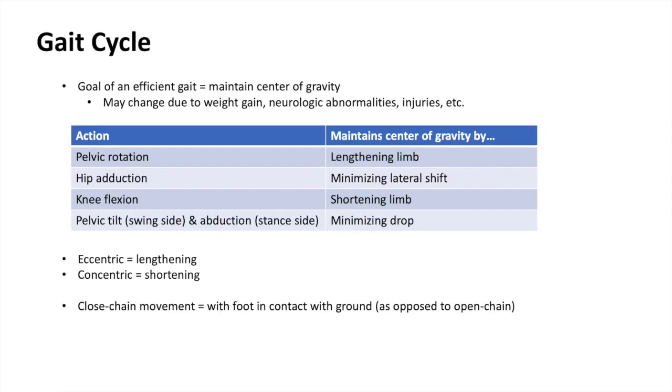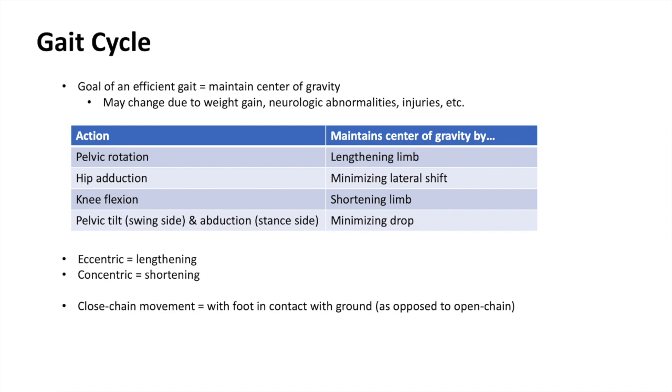So let's talk about the gait cycle. The goal of an efficient gait is to maintain that center of gravity. If our center of gravity is off, then we may not be able to stand up straight. So it's going to change a little bit due to gaining weight, different neurological abnormalities, injuries, for example. Something like pelvic rotation is going to maintain a center of gravity by lengthening that limb. So if you walk and you pick up one leg, it's going to help move and maintain that gravity by moving your gravity over to that other limb. Then hip adduction is going to minimize that lateral shift from where you had adducted the hip. Knee flexion is shortening the limb, and then pelvic tilt or abduction is minimizing that droop.